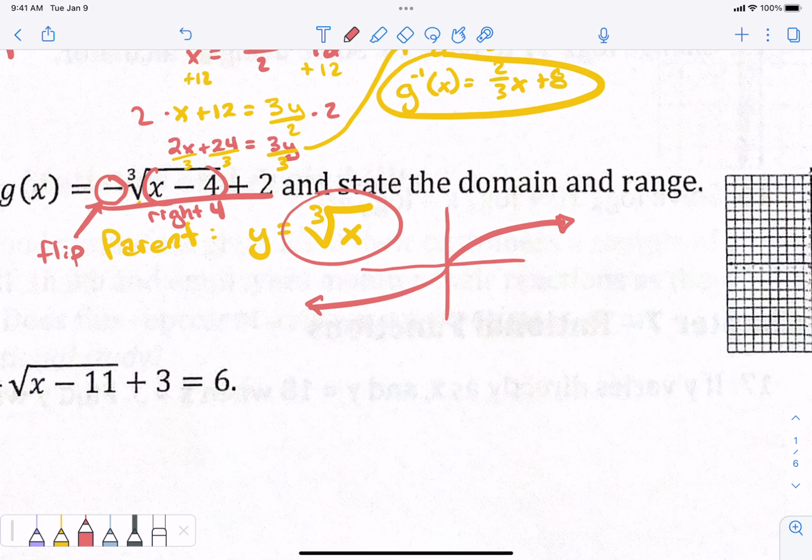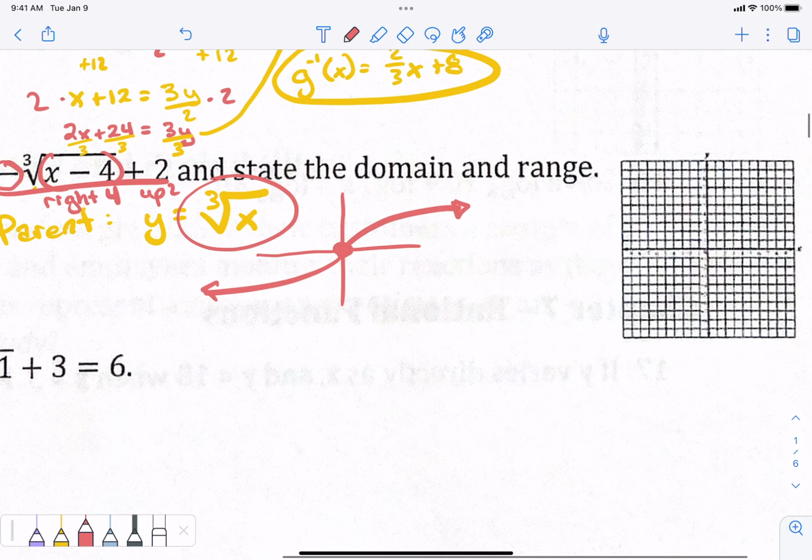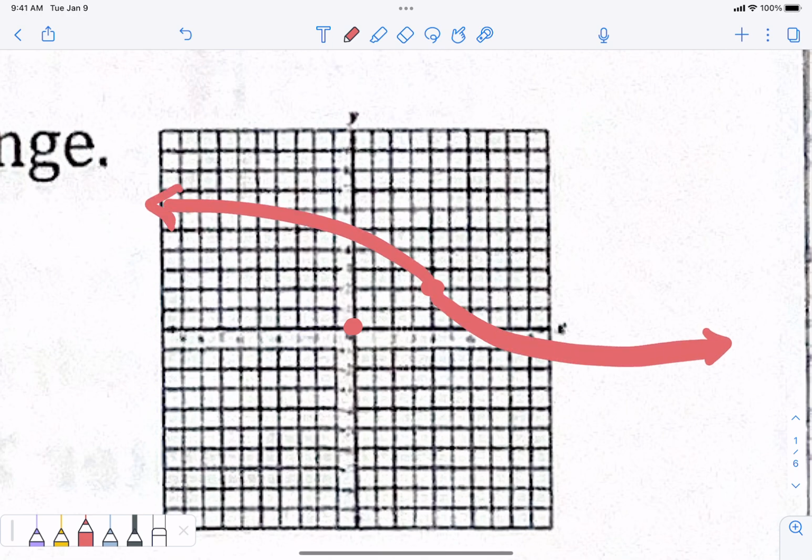The negative means to the right. What's the plus 2 do? Up 2. Okay, so this point right here is called the point of inflection. I'm going to move him to the right 4 and up 2. So instead of being here, he's going to go to the right 4 and up 2. So there's his dot. Okay? And then he's flipped, so he's going to go this direction and this direction. Okay? The graph is: to the right 4, up 2, and then flipped.